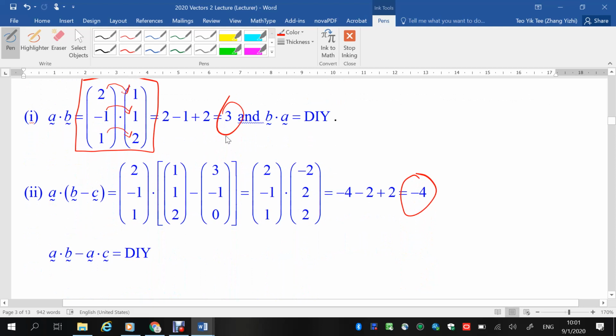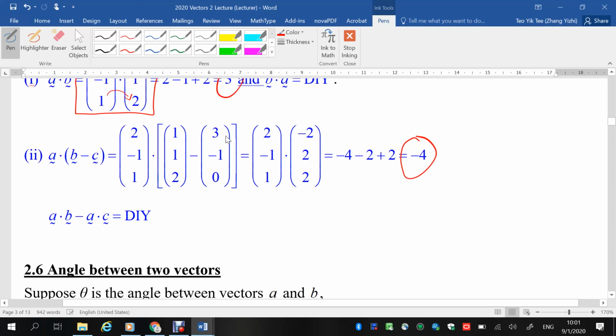Okay, so the other items you go and do yourself, like you want practice. I have taught you how to do dot product. I taught you the properties already. So let me give you the first application of your dot product. This one is important.